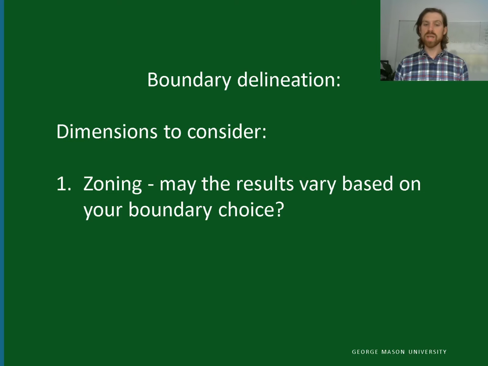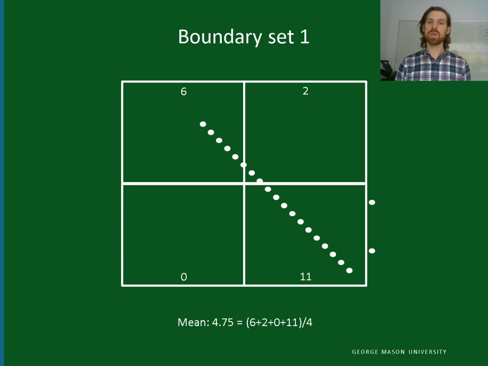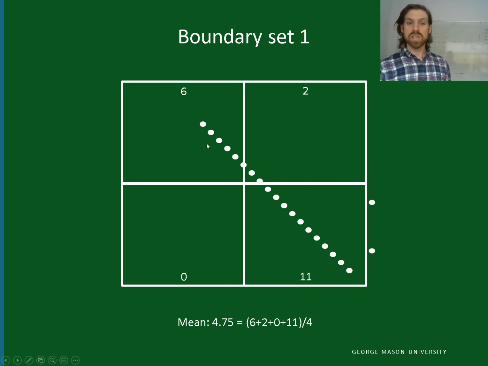So the zoning issue. Why does that happen? So I'm just going to give you a very simple example here. So maybe these are points that we want to sample. Let's just assume, for the sake of this being simple, that these are just points in space, and we want to understand how many points there are in each area. If I use this particular boundary set 1, then essentially we have 6 points that we want to sample here, 2 points here, 0 in this box, and 11 down here.